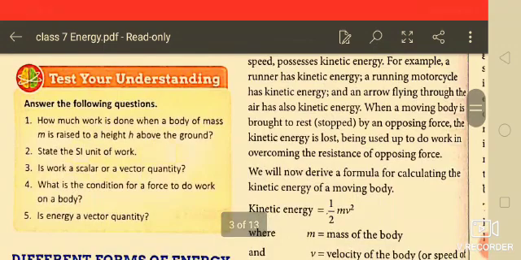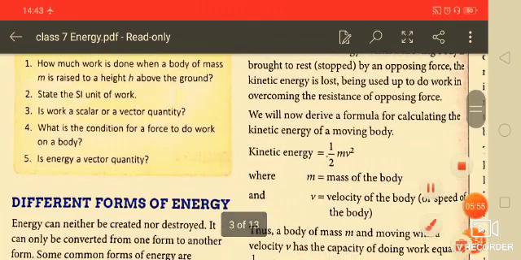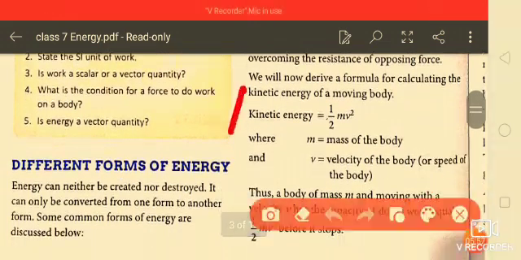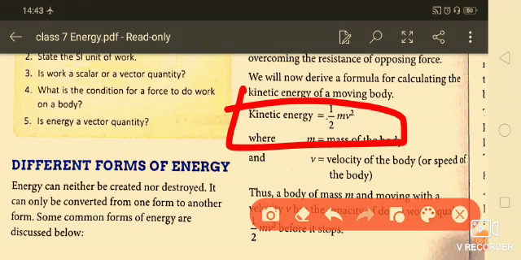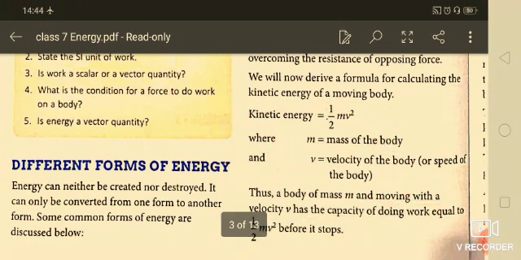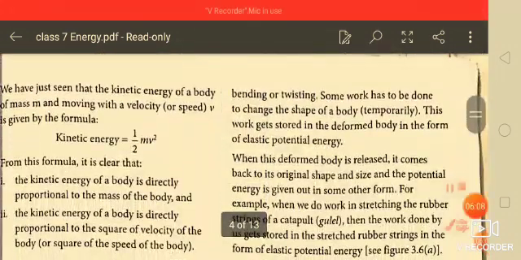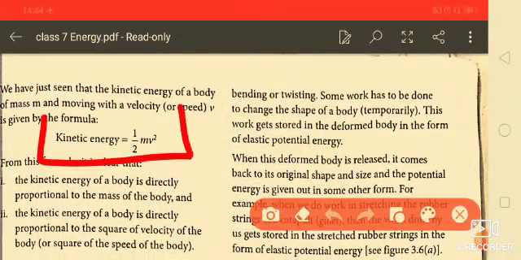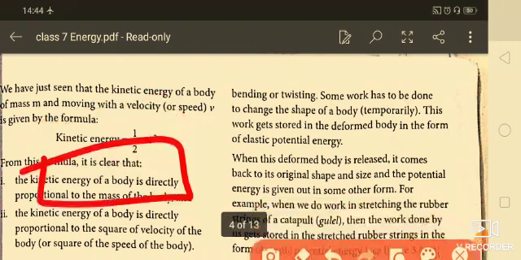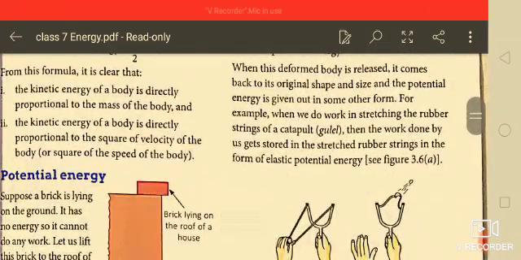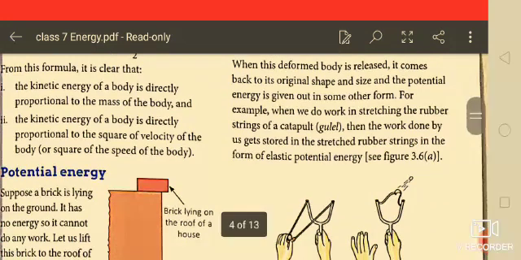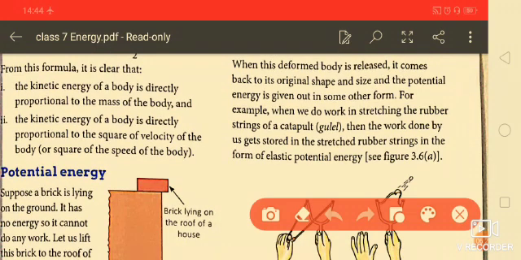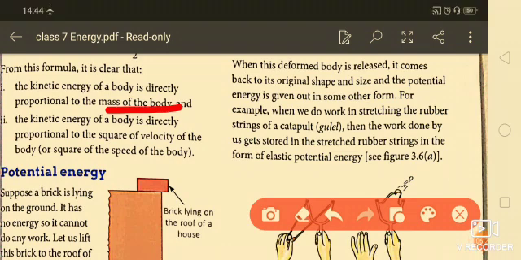For example, a runner has kinetic energy, a running motorcycle has kinetic energy. So what is the formula to calculate kinetic energy? That is half mv square. Here m is the mass of the body and v is the velocity of the moving body. By the help of this formula you can calculate the kinetic energy, that is half mv square. From this formula it is clear that the kinetic energy of a body is directly proportional to the mass of the body. That means when mass increases, the kinetic energy will increase.